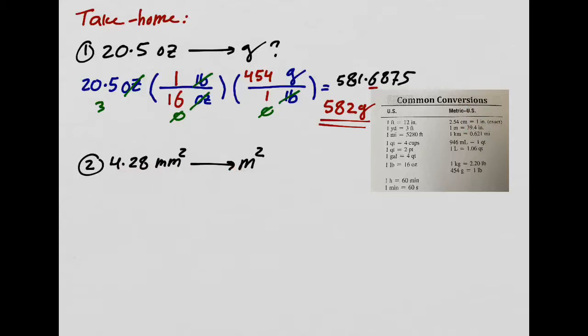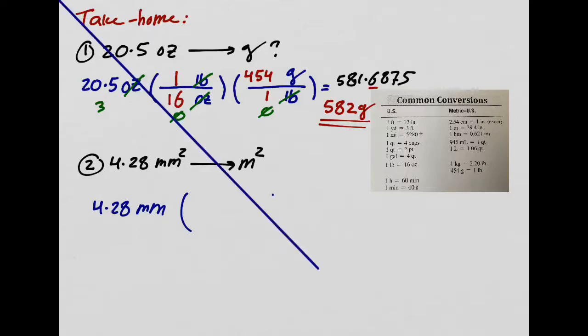Here, I'm doing metric to metric conversion, okay? And I have 4.28 millimeters. Oh, that's really funky. What am I doing? Oh my goodness, I can't do one simple parenthesis. Okay, you guys are probably going to kick out of this right now.